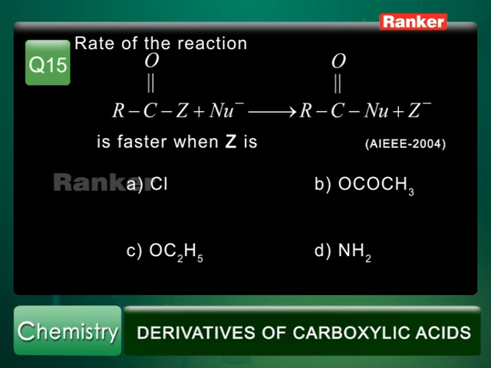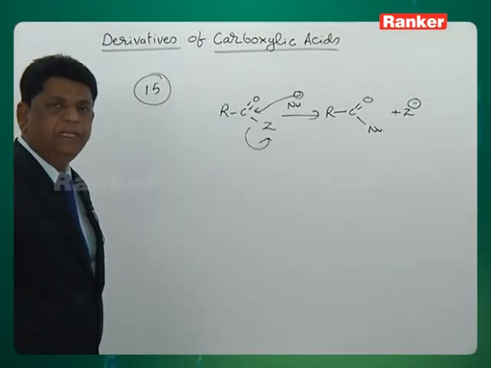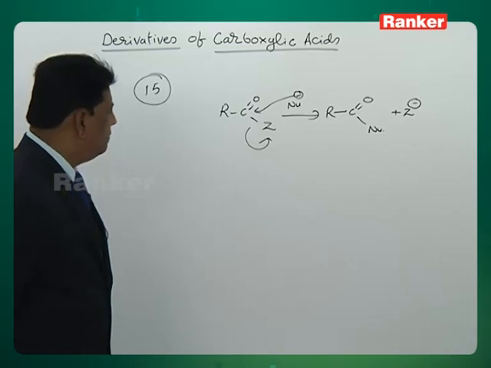The faster when Z is, option A is chlorine, option B is OCOCH3. If Z is Cl, it is called acid chloride. If Z is OCOCH3, it is acid anhydride. If it is O ethyl, option C is ester. Option D is amide. So, in this reaction, the order of reactivity is acid chlorides are the best, followed by the anhydrides, followed by the esters and the amides.